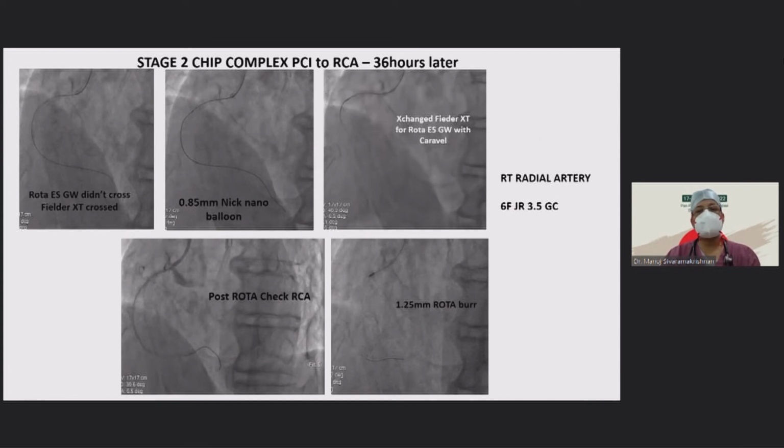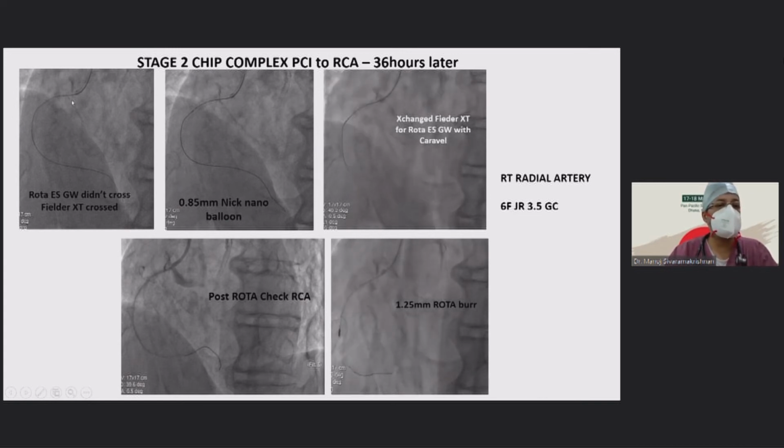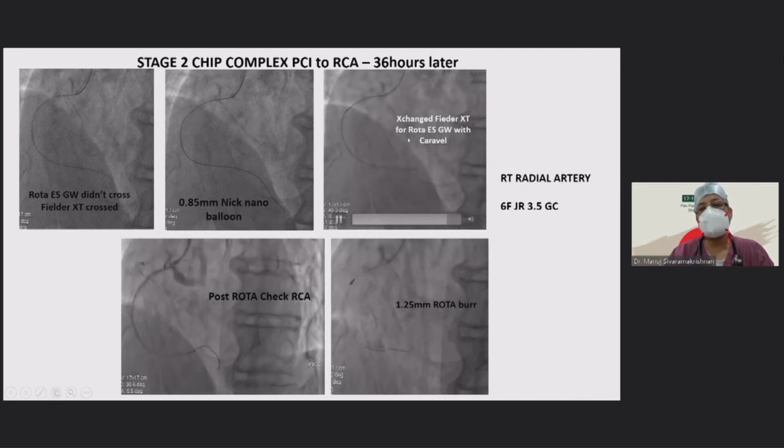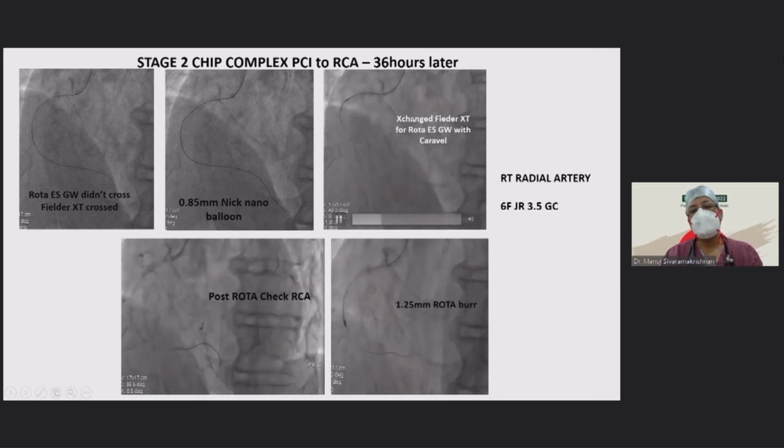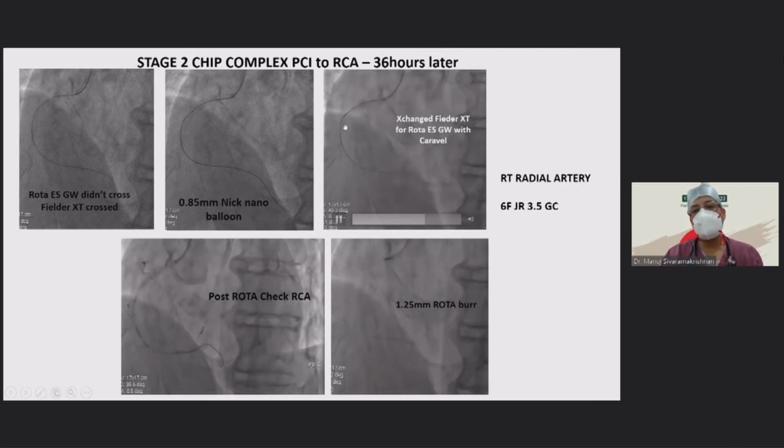And this patient was taken up for the right side PCI 36 hours later, after good hydration. And again, the Rota extra support guide wire could not cross, and a Fielder XT was used to cross, and a 0.85 Nano balloon was used here to dilate the tight portion and exchange the Fielder XT with a Caravel placed there, and the Rota extra support was delivered.